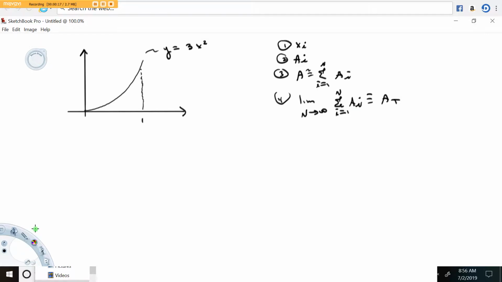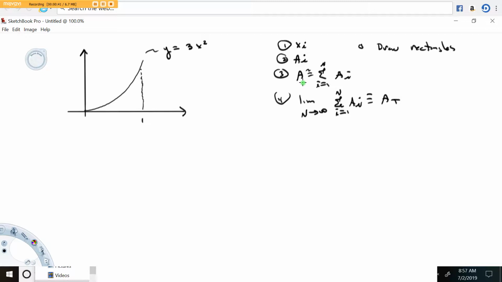Really, I think I missed one. I'm going to go back and put a step 0, which is going to be draw rectangles. Basically, this is your setup. Then Step 1 is find a formula for the x sub i. Step 2, find a formula for the a sub i's. Step 3, write out a formula in terms of summation.